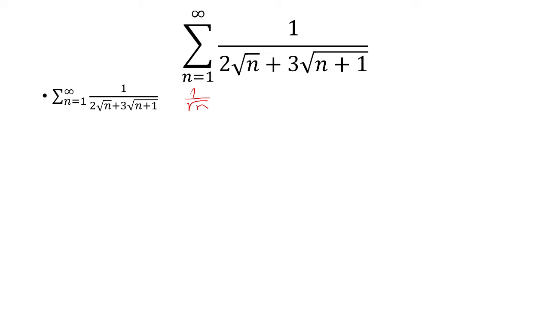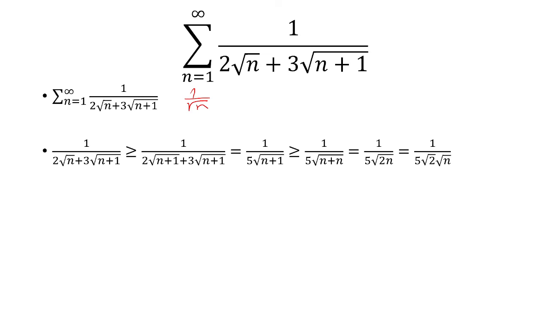Well, we need to make the denominator bigger. So the question is, what's bigger, the square root of n or the square root of n plus 1? The answer is the square root of n plus 1. So I'm going to change the square root of n here into square root of n plus 1. So we have 2 copies of that plus 3 copies here. That's going to be 5 square roots of n plus 1.